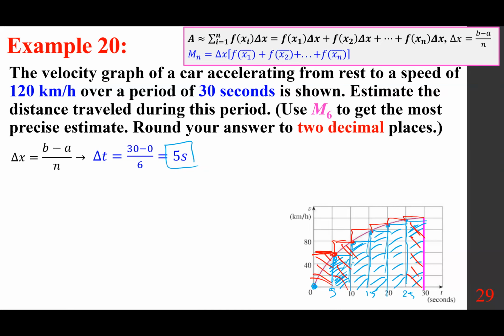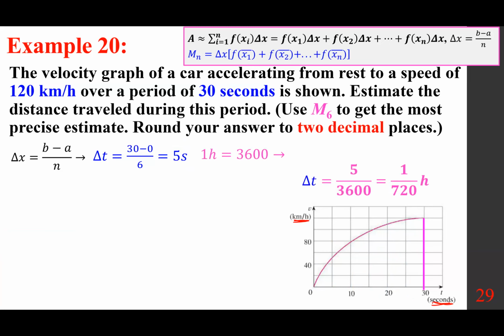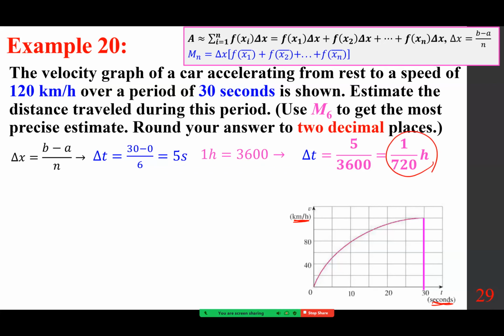let me clean up the mess. Okay, it makes life easier. Now, before we do that, I want you to notice the units: kilometers per hour, seconds. So we're going to change the seconds to hours. You know, 1 hour is 60 minutes, 1 minute is 60 seconds, so 1 hour is 3600 seconds. So delta t is 5 seconds divided by 3600, or 1 over 720 hours. So delta t with the proper units is 1 over 720 rather than 5.